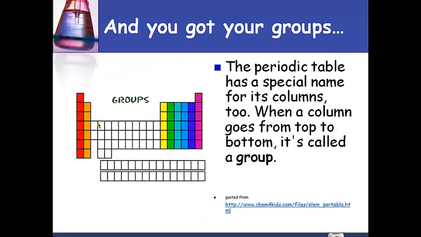Okay, now I want you to actually, up here, write group 1. Here I want you to write group 2. Here I want you to skip these. Here I want you to write group 3, 4, 5, 6, 7, 8. So write the groups in above there. Pause the video till you're done and then start me back up again.